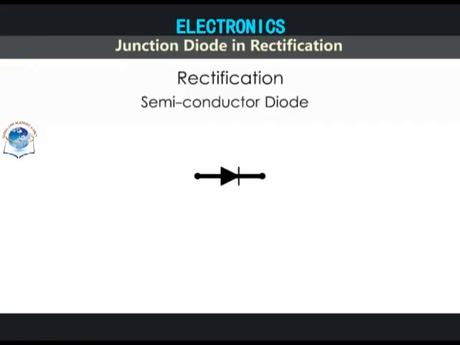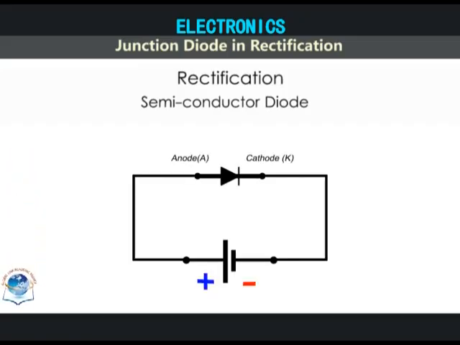A semiconductor diode has two terminals, anode and cathode. We know that a diode only conducts current when it's forward biased. In this case, the diode offers very little resistance to current flow. We can say that it behaves like a closed switch.